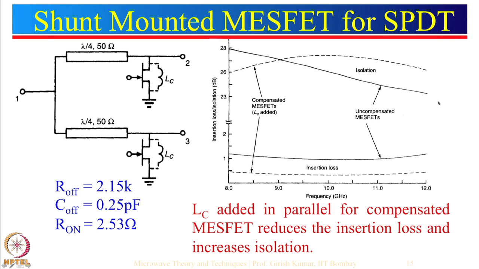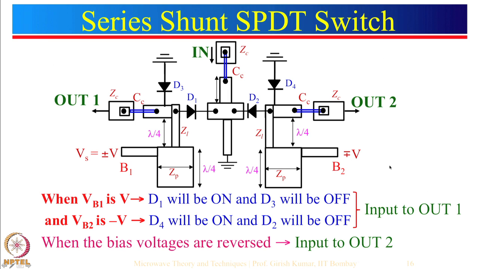So, this is the result for uncompensated MESFET, and these are the results for compensated MESFET. So, you can see that for compensated MESFET, isolation is better than 25 dB over this entire frequency range of 8 to 12 gigahertz. So, now instead of using series only or shunt only, one can use the combination of series shunt SPDT switch. So, let us see how this has been realized.